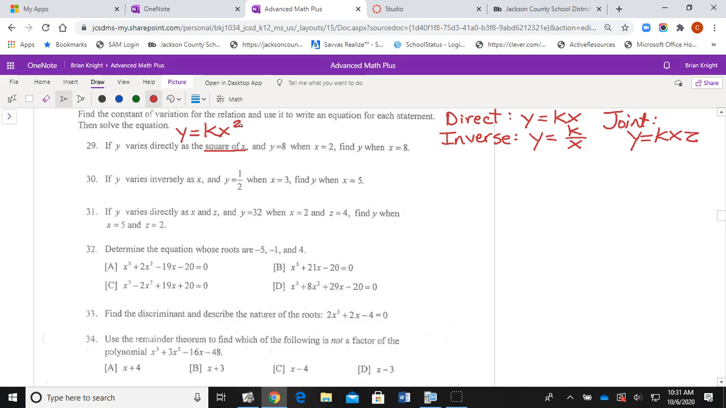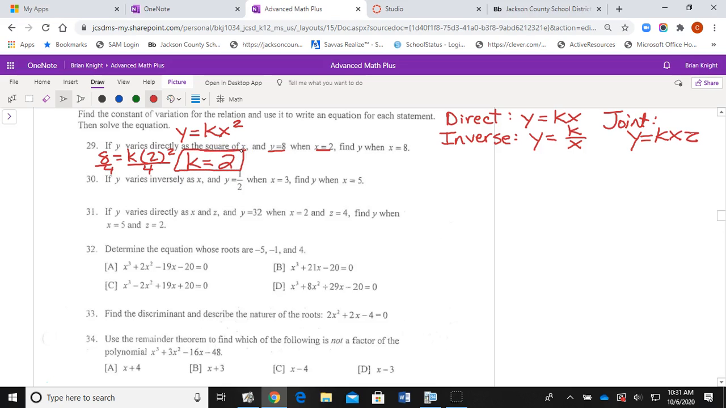All right? It gives you what y is and what x is. You have to find k first. That's the constant of variation. So we would have 8 equals k times 2 squared. So what is 2 squared? 2 squared is 4, so we're going to divide by 4. And what is k? 2. That is my first answer.